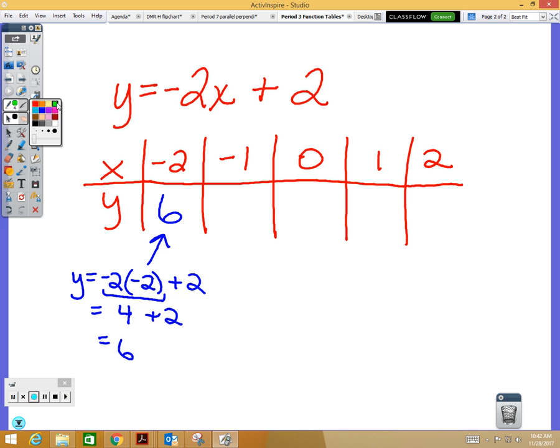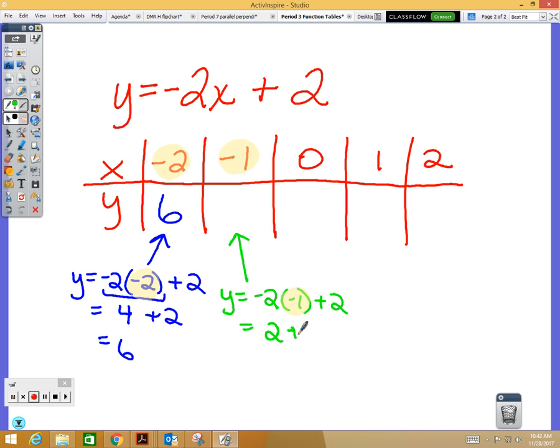Okay? And then we started doing it for the negative 1. So y equals negative 2 times negative 1 plus 2. Again, I'm only replacing the x. That's the only difference that I'm doing here. Okay? Replacing that x. Maybe that'll help you see it a little bit better. So negative 2 times negative 1 is a positive 2, and 2 plus 2 is 4.